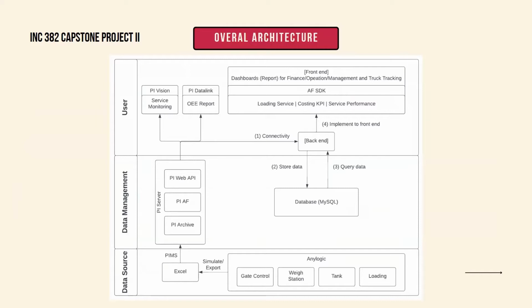The next step is to design different objects with the tag names we just uploaded, and then use the PI Web API to form a bridge between the PI Server and our backend. That's number one, connectivity. Then we store the data in our database management tool so that we can easily handle, filter, and sort the data by querying it in the code for calculation. And finally, we put the data to our front end for reports and visualization dashboards.